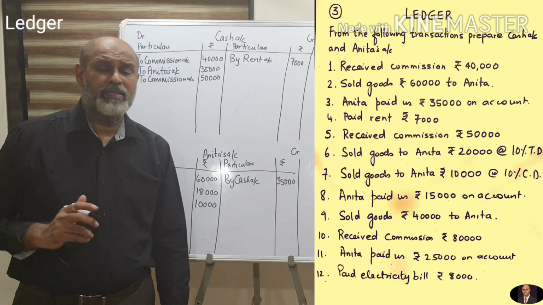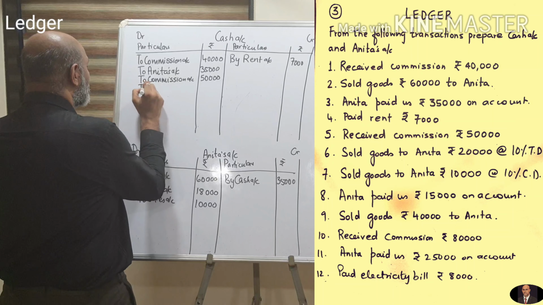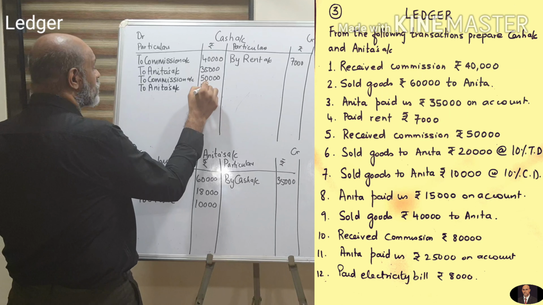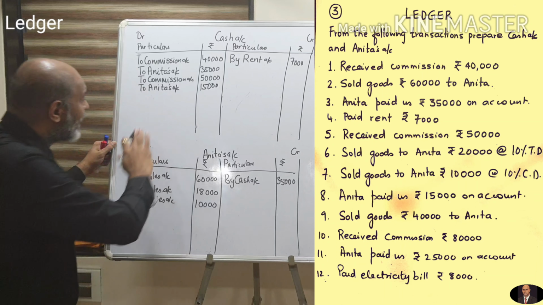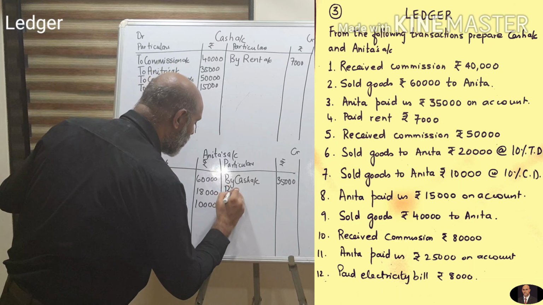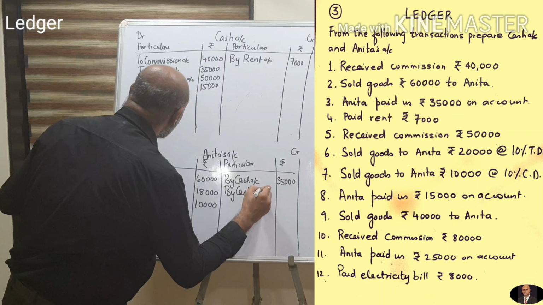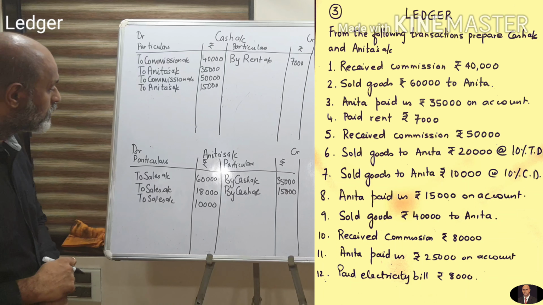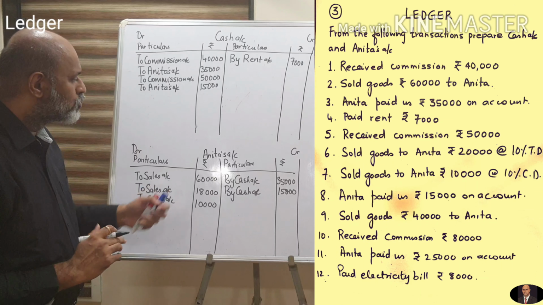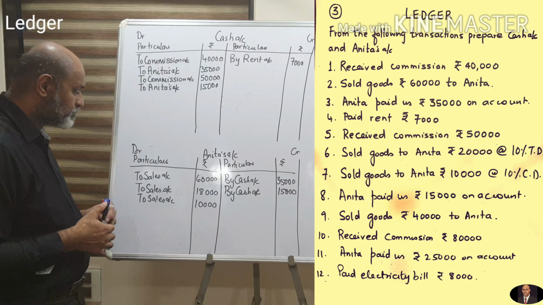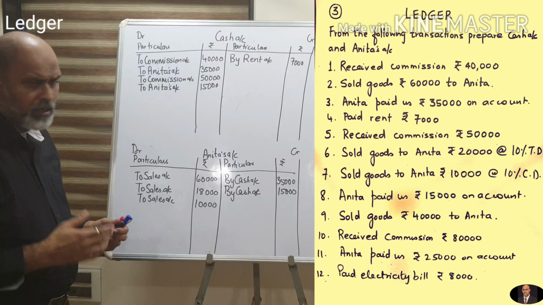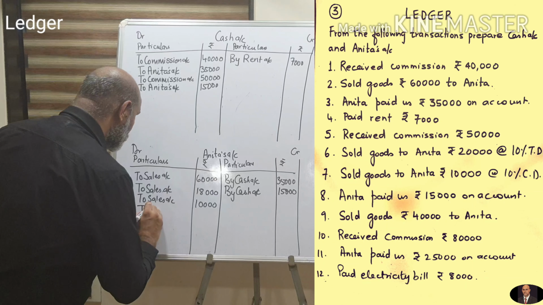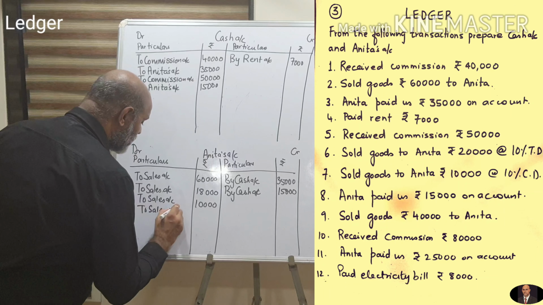Next, Anita paid us rupees 15,000 on account. So we received money from Anita on account, which means she has made a part payment to Anita's account 15,000. Now I go to Anita's account, go on the opposite side and write down by cash rupees 15,000. Did you get it? Afterwards, we go to the next one. Sold goods to Anita rupees 40,000. So again it is two sales and it is 40,000.